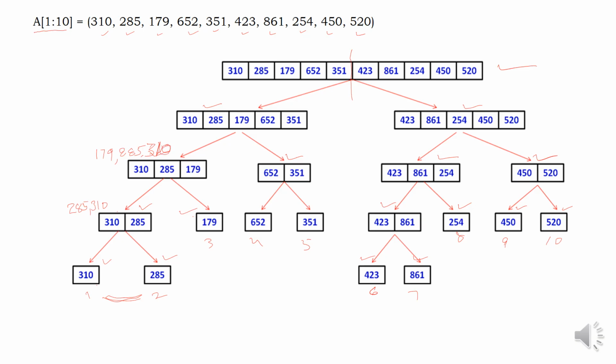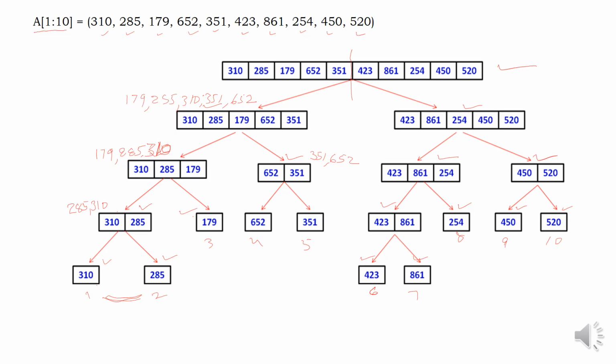Here I have two sorted arrays. These two sorted arrays are merged into another sorted array. So I will get a sorted array as 351, 652. Now I have a sorted array consisting of three elements. I have a sorted array consisting of two elements. These two sorted arrays are merged again to form a sorted array consisting of five elements. So the sorted array contains 179, 285, 310, 351, 652. The same fashion here also.